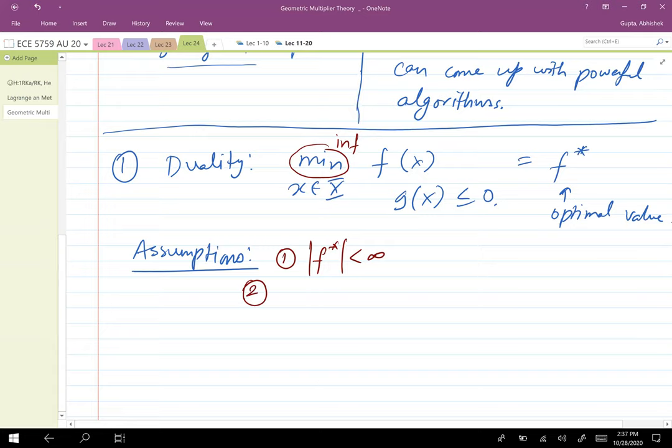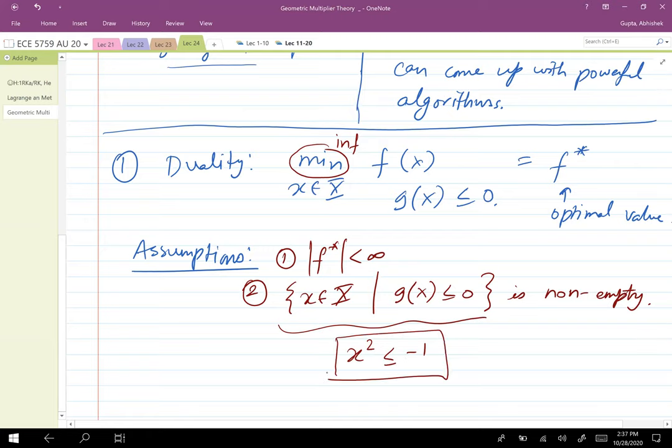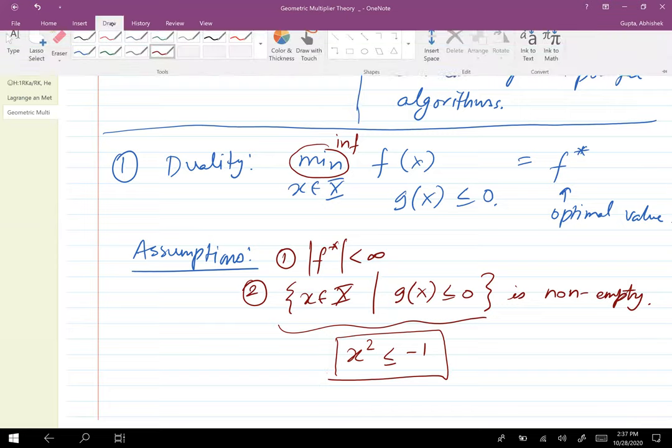And I want the set of x in capital X such that g(x) is less than or equal to 0 to be non-empty. So as you go into more generality, you have to make assumptions such that your situation is not vacuous. So one such assumption is I want to have at least one point that satisfies the constraint. Okay. So you can't have a situation where you have x squared less than or equal to minus one. I mean, this is not feasible. So you want to avoid such possibilities, such pathological cases, when you are solving optimization problems in full generality.